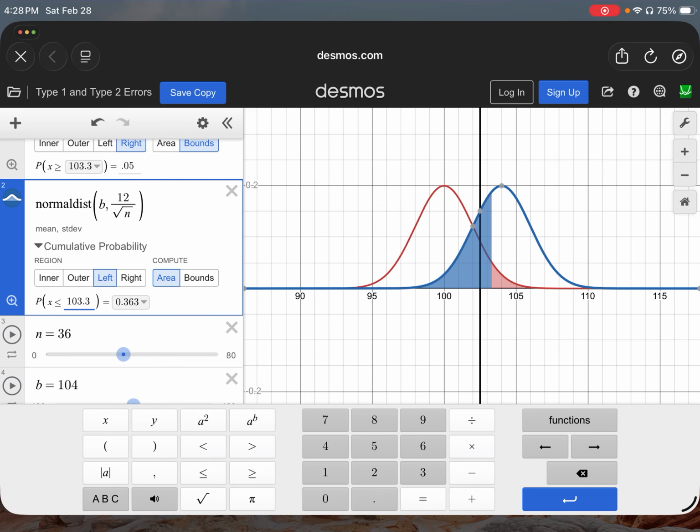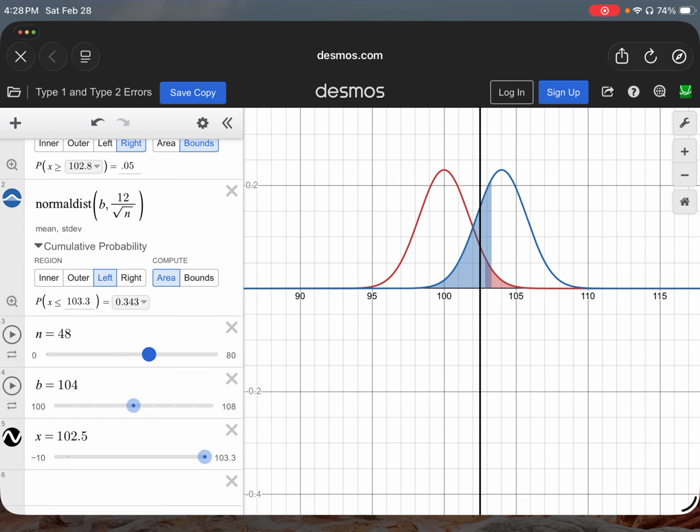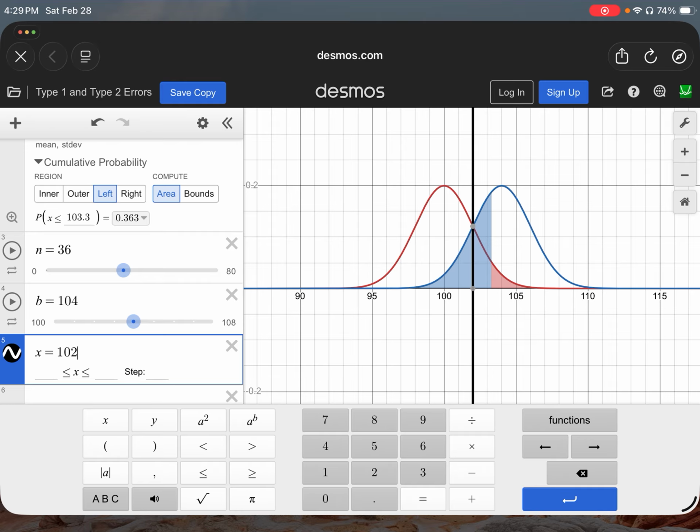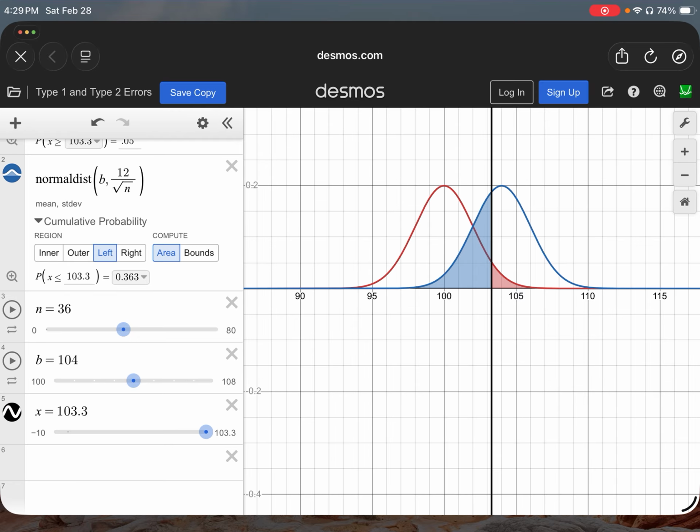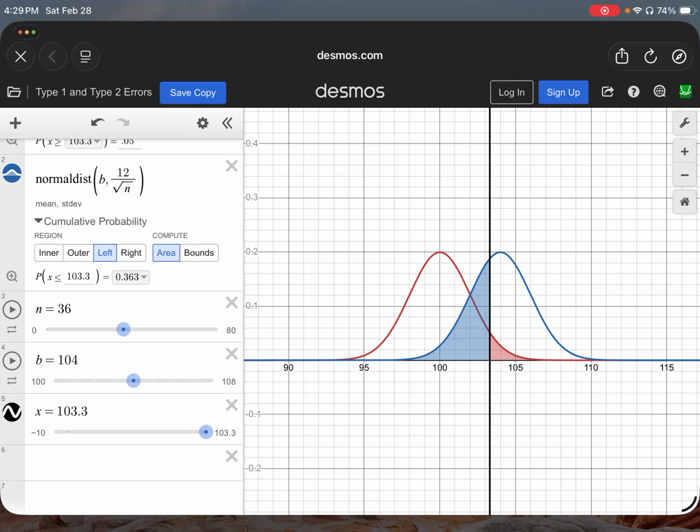and 36. Put my line back at 103.3. So visually it looks right. Okay, so this is the original picture, right? What if I take my blue curve and I start moving it to the right?